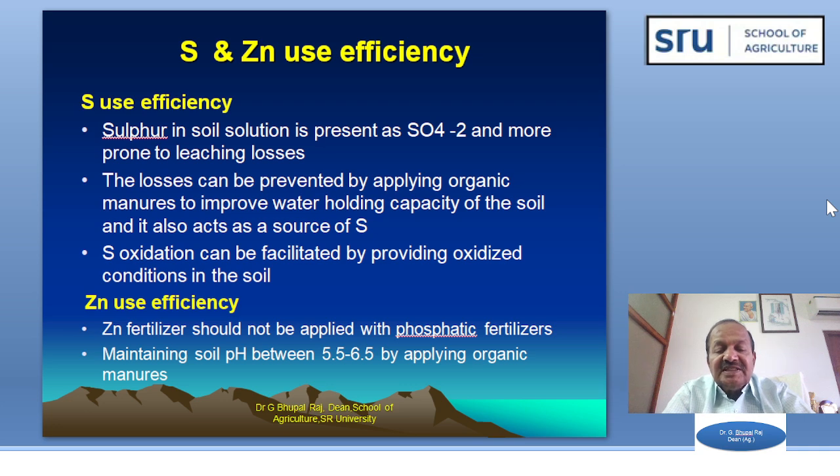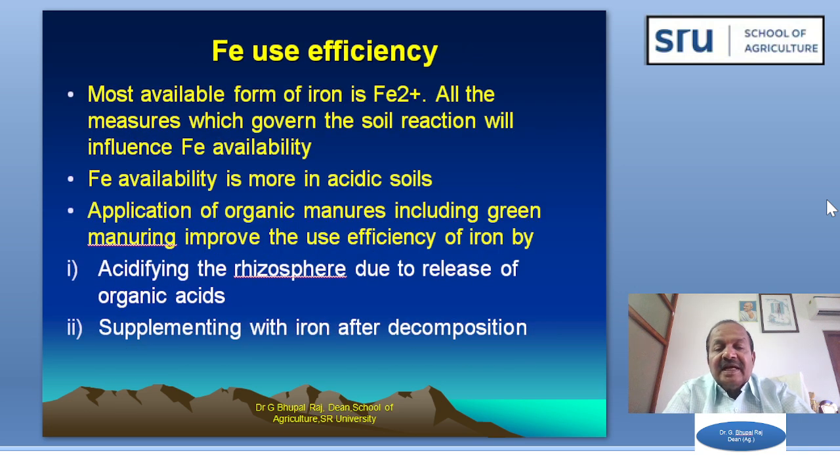Zinc use efficiency can also be increased when the zinc fertilizer is not applied with phosphatic fertilizers. It should be applied separately, not along with the phosphorus fertilizers. Then it will be fixed as zinc phosphate. Maintaining the soil pH between 5.5 to 6.5 by applying organic manures is an important factor to increase the zinc use efficiency. Then iron use efficiency.